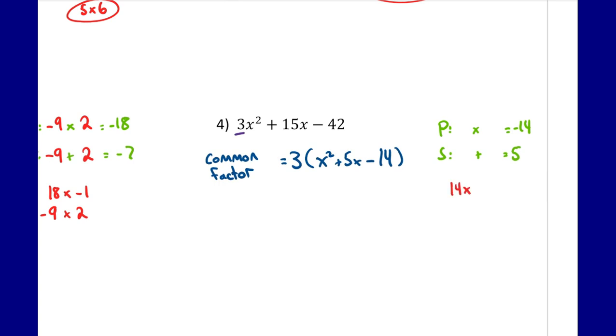So 14 times -1, that doesn't work. We have 7 times -2. Wait, that does work. Because 7 times -2 is -14. 7 plus -2 is, or sorry, is +5. So now I'm going to leave the 3. I'm going to break this trinomial up into 2 brackets. I'm going to have x as the first term in both. One will be +7 and one will be -2. And that's our factored form.